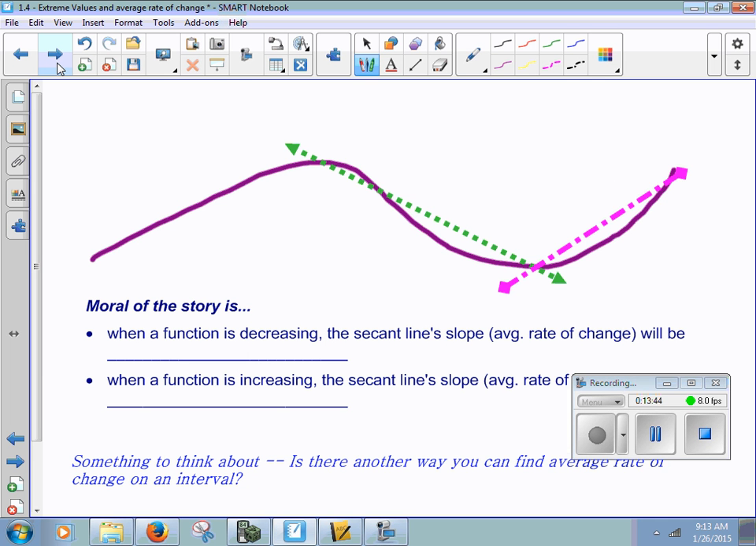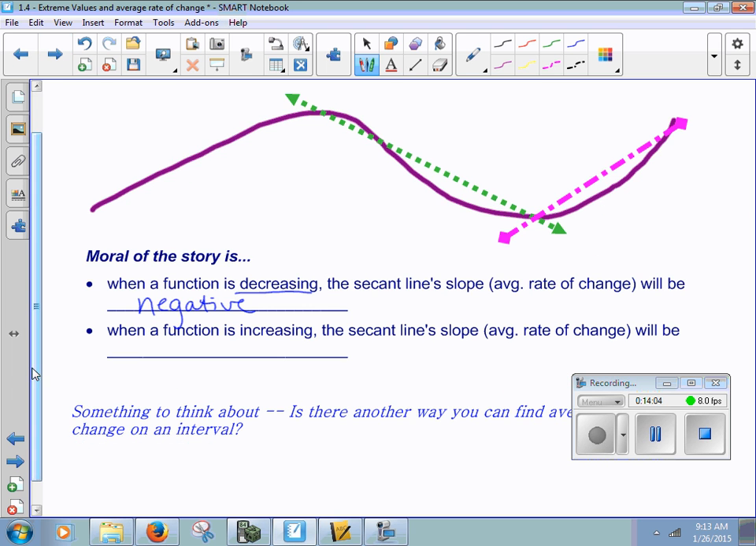When a function is decreasing, the secant line, which is the line connecting the maximum value to the minimum value, has a slope, the average rate of change, that will be what? Negative. When a function is increasing, the secant line slope is positive.